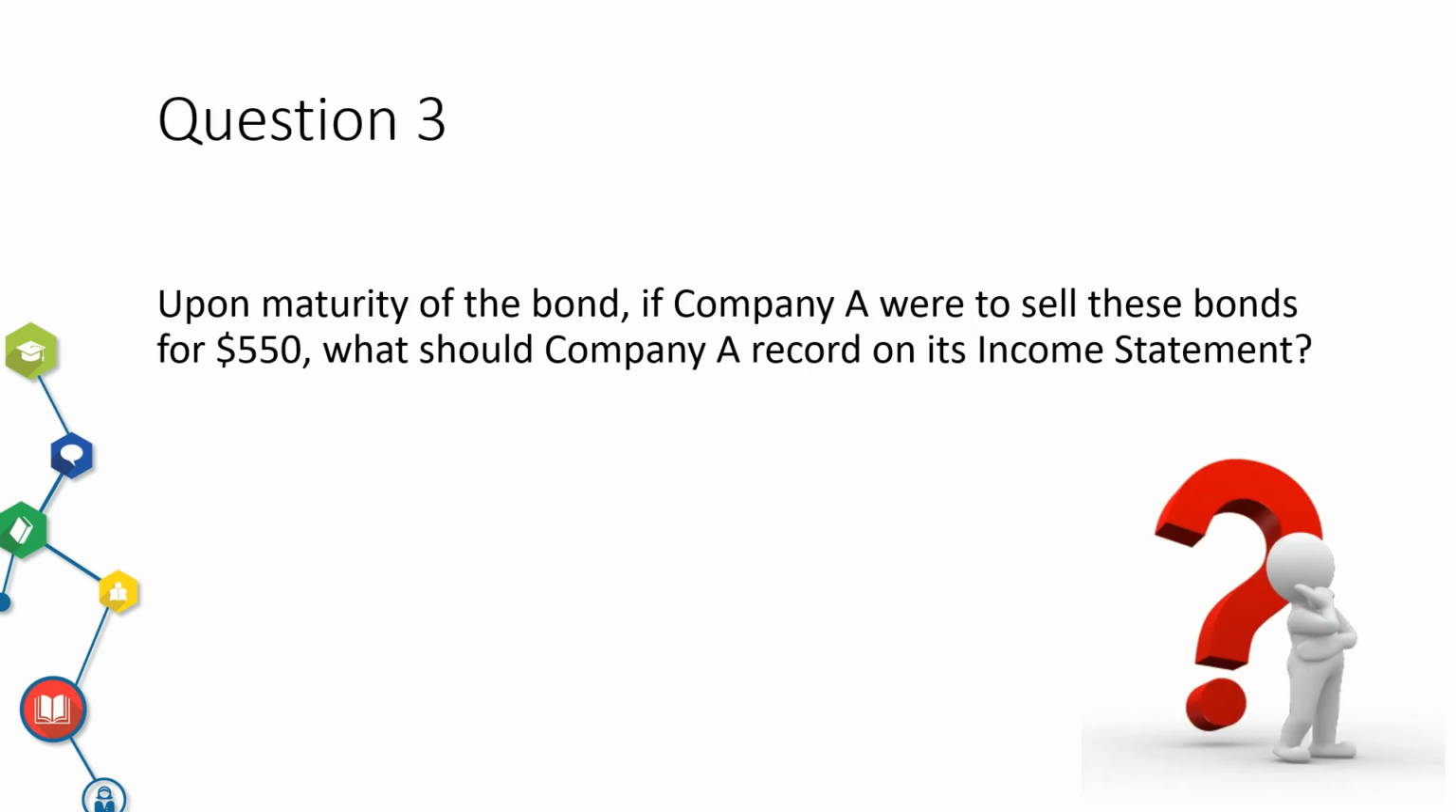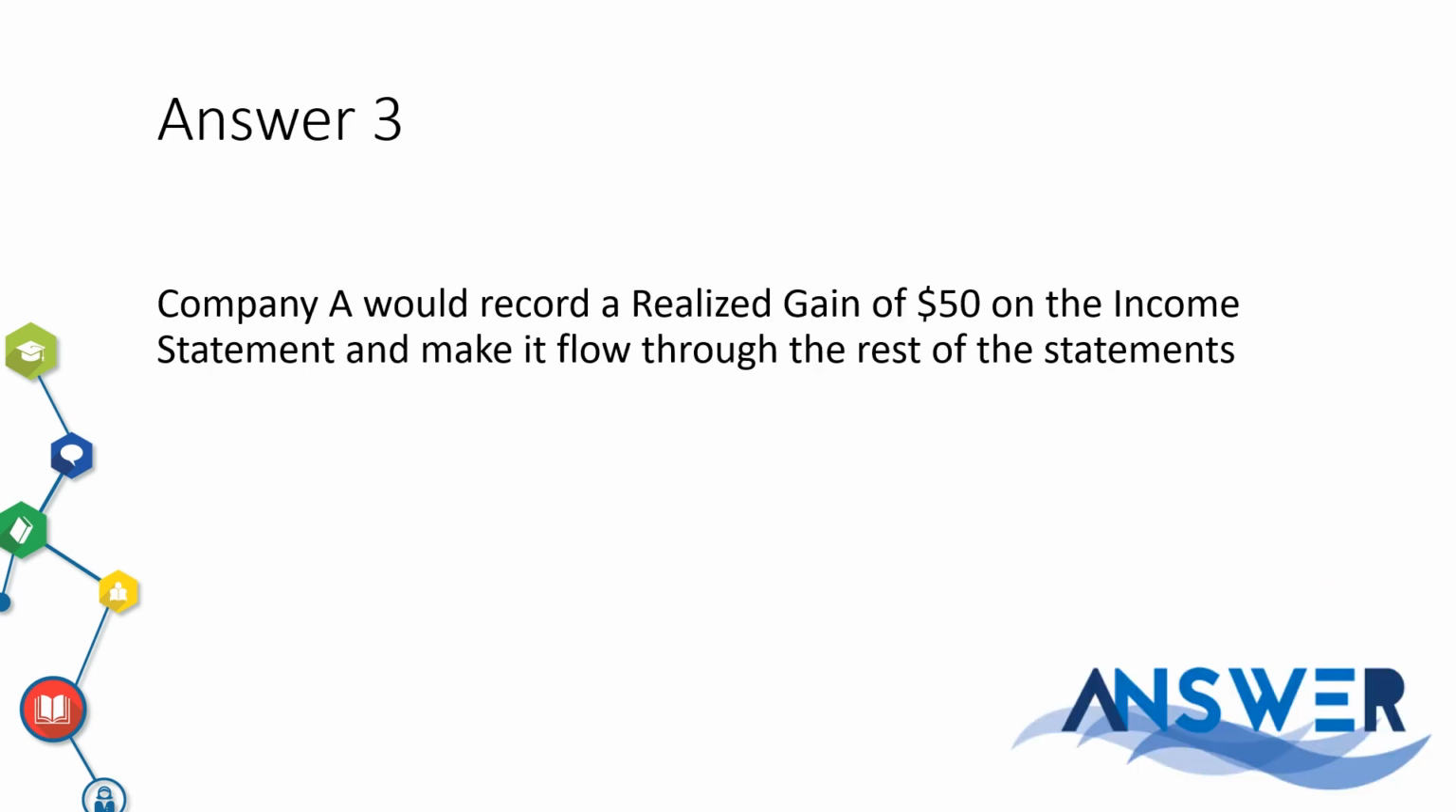Question 3. Upon maturity of the bond, if Company A were to sell these bonds at $550, what should Company A record on its income statement? Pause this video for 1 minute to answer. Company A will record a realized gain of $50 on the income statement and make it flow through the rest of the statements.